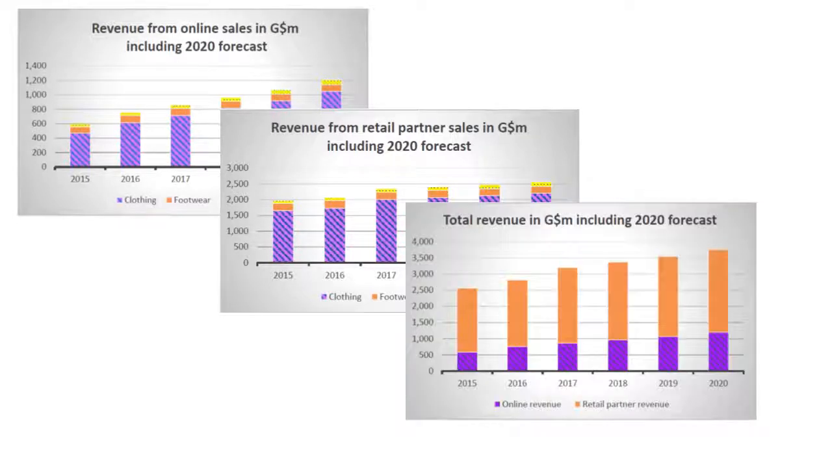In terms of channel, online sales have almost doubled in the past 4 years, whereas retail partner growth seems much more stable. Given the general change in the retail industry, this is probably not much of a surprise.